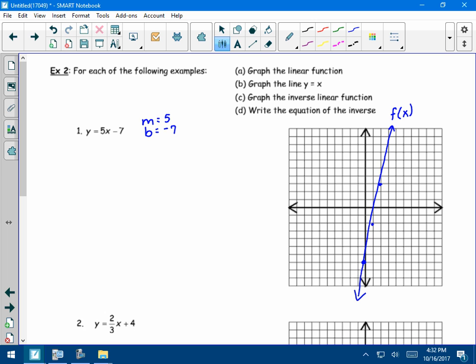Now I've got to graph the line y equals x. So remember that's just this diagonal line going through the origin. And eventually when I graph the inverse, I should have that reflective property showing. Now if I want to graph the inverse and I don't have an equation for it, the best way would be to make tables. So I'm just going to use some of those original points. I had 0, -7. I had 1, -2 it looks like. And I had 2, 3.